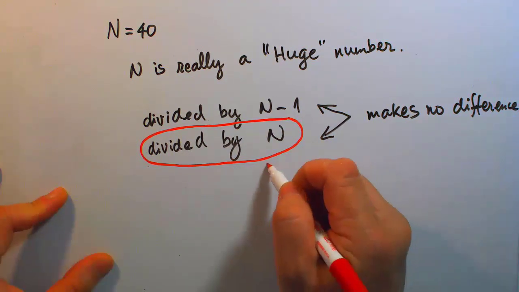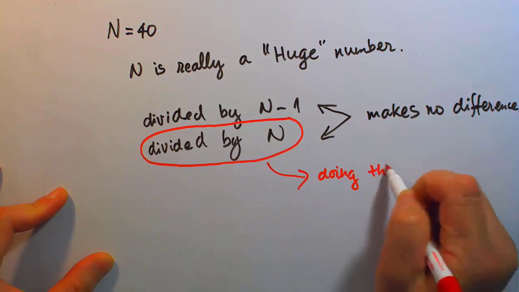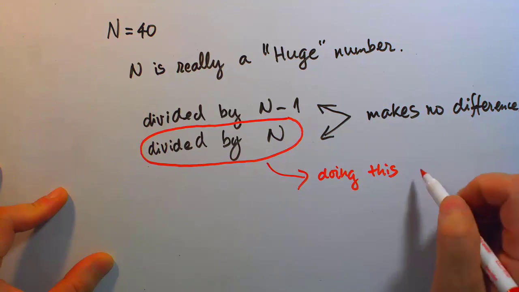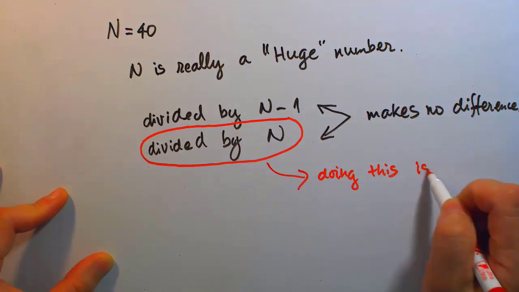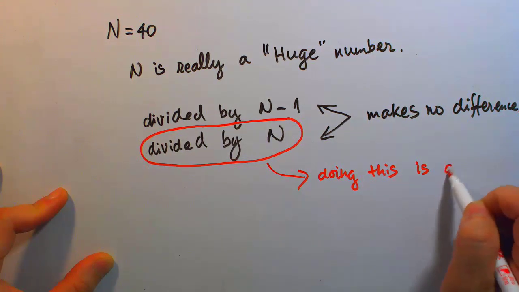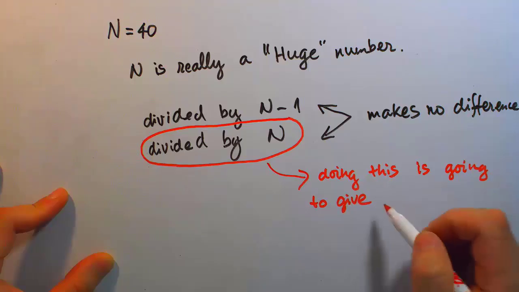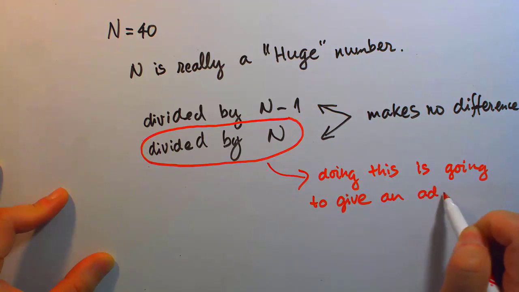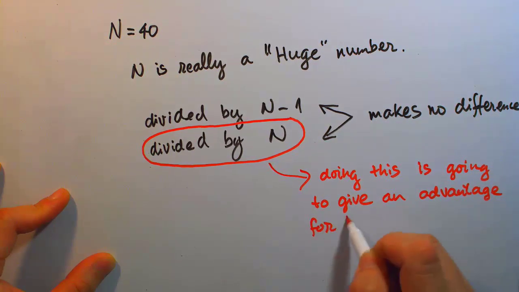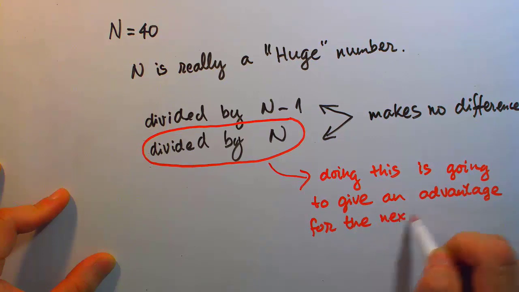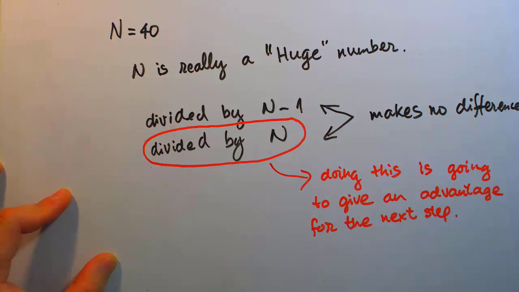So doing this, dividing the sum of squares of differences by n right here, is going to give an advantage for the next step. And you will see that next step as I explain in the following part of the video.